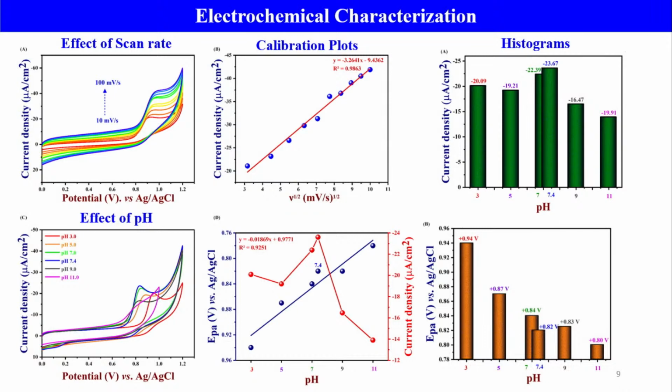There are no drastic changes in the current response as well as the potential, but there is a huge difference between pH 7.4 and 7. You can see the current response at the different pH levels, 7 and 7.4. There is much difference in the current response, but in the case of potential, 7.4 shows 0.82 V, a reduced overpotential compared to 0.84, which is very low. So based on these results, we optimized 7.4 as the optimum pH level of the electrolyte.